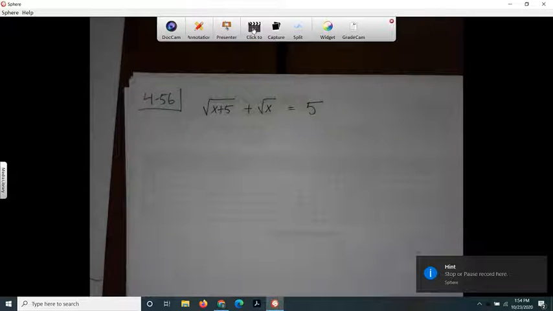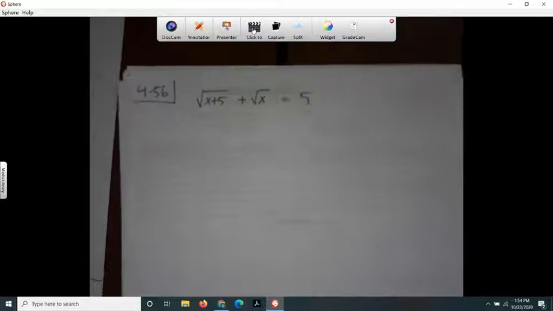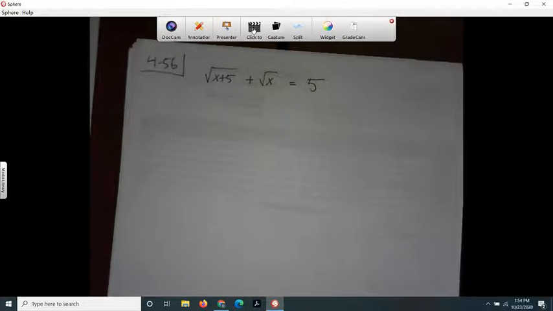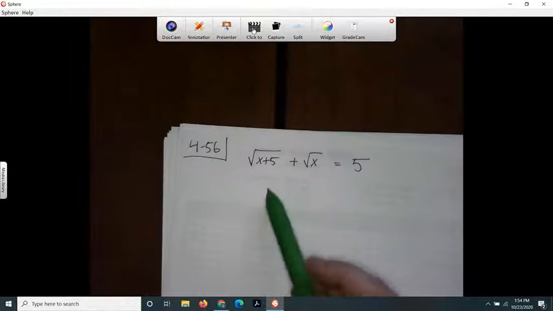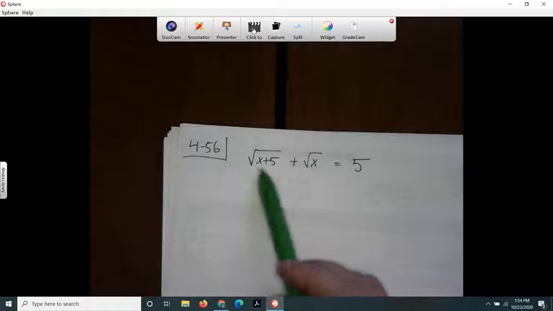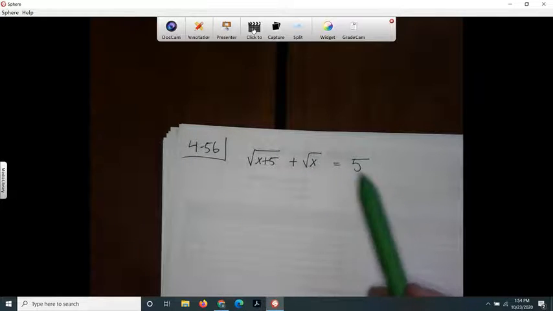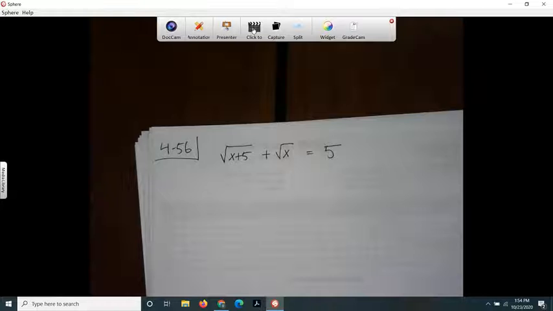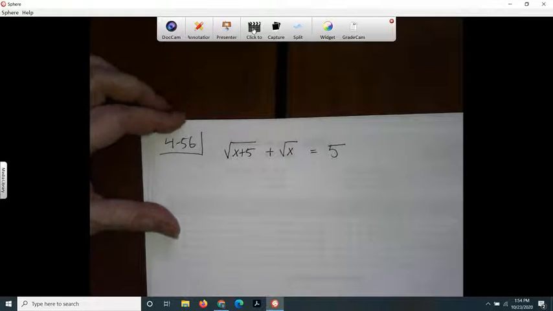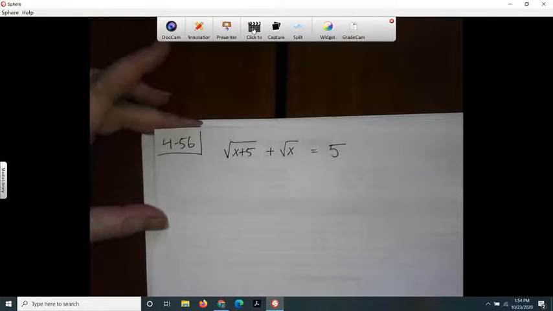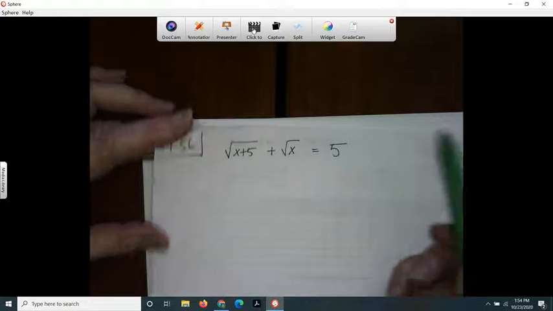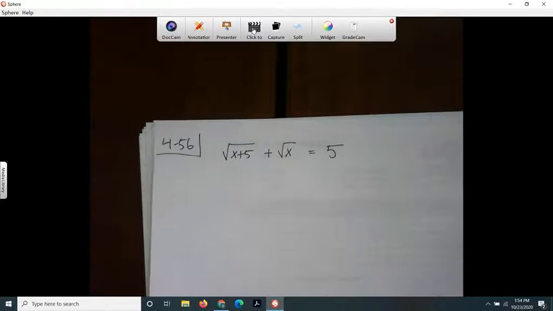Here's Integrated 3, problem 4-56. This problem wants you to solve it by, well, you know you have to get rid of the square root, so you're going to square both sides. But the problem that I see happening with many of you is that you think when you square a binomial, you'll get just 2 terms, but you're going to get 3.